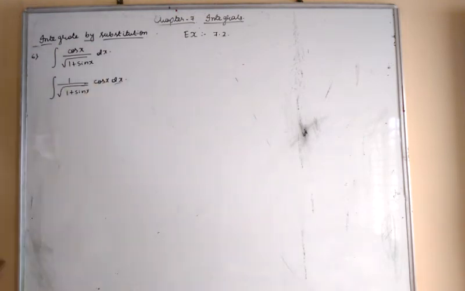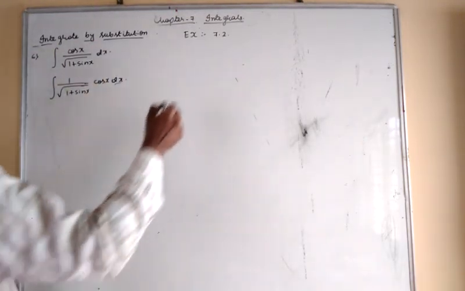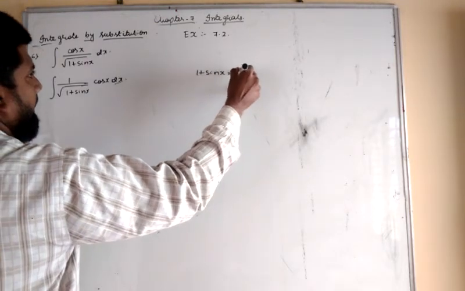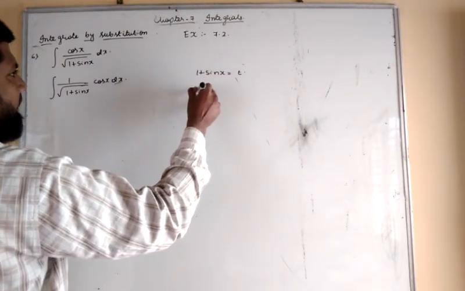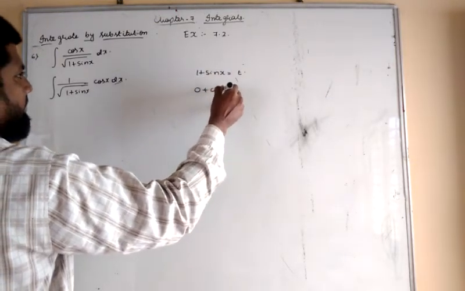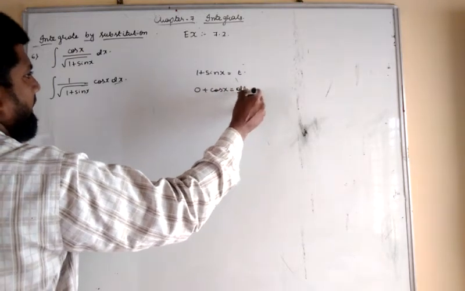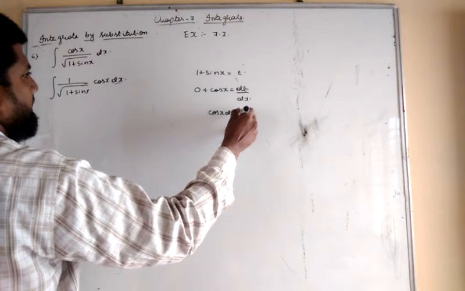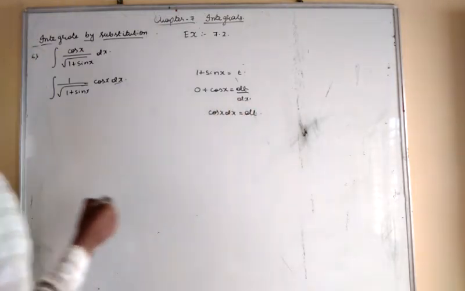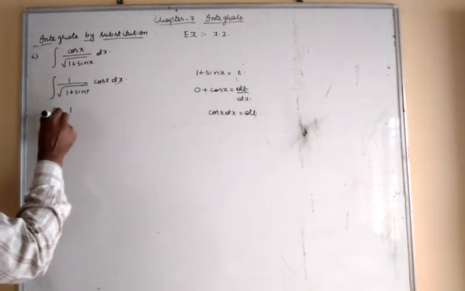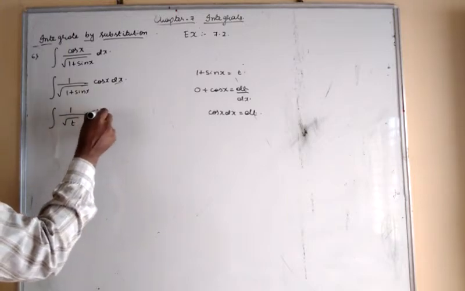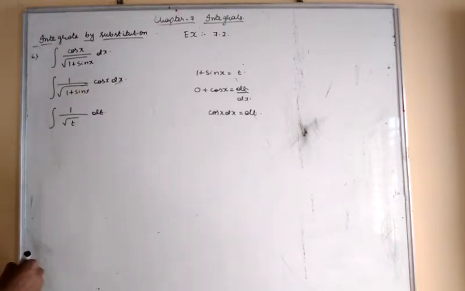Then substitute 1 plus sin x is equal to t. Differentiation of 1 is 0, and sin x differentiation is cos x, equal to dt by dx. Then cos x dx is equal to dt. Substituting here, 1 by square root of 1 plus sin x can be written as root t, and cos x dx can be written as dt.